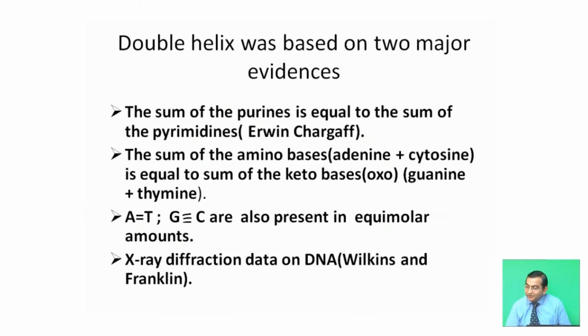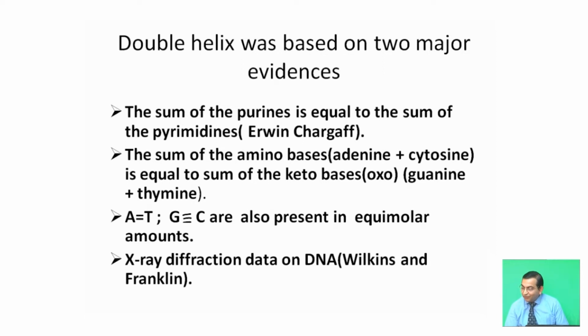Now, the double helix structure, which was proposed by Watson and Crick, is based on two pieces of evidence. One of the most important pieces of evidence was provided by Chargaff, that is, the chemical analysis. According to this chemical analysis, the sum of purines is equal to the sum of pyrimidines.